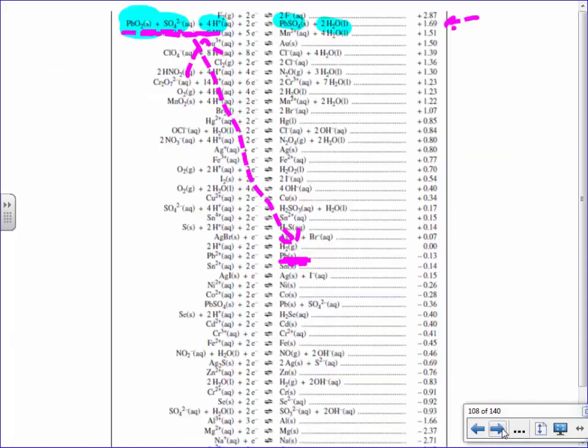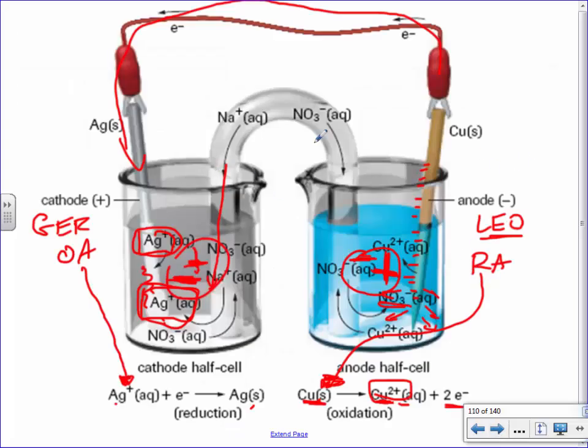If I could, can I go back to the one we were doing here with copper and silver? I believe I know copper's value. I believe copper is 0.34 volts. You guys find that one on your table there, copper? Just make sure it's 0.34, in your data booklet. I don't know silver's off the top of my head, though. So find silver's voltage number there. 0.80. Can you guys all find those numbers that I'm referring to?